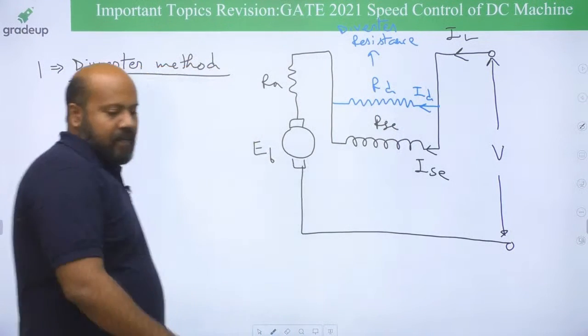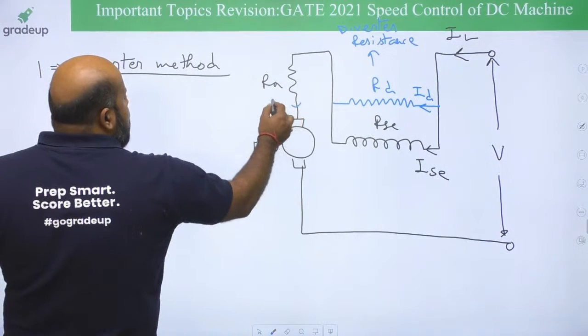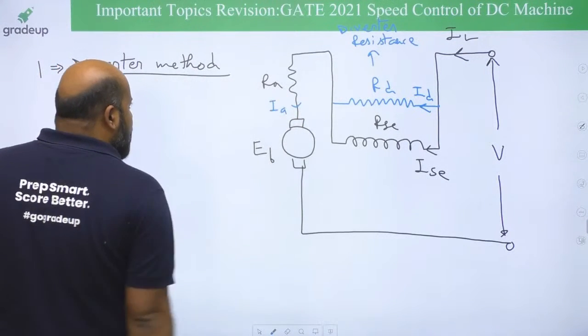like ID. Are you getting this idea clear in your mind? Tell me yes or no. How we are doing this? And this is going to be your armature current.